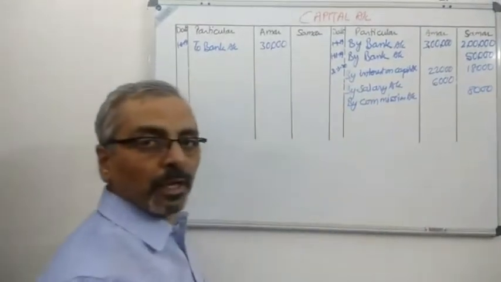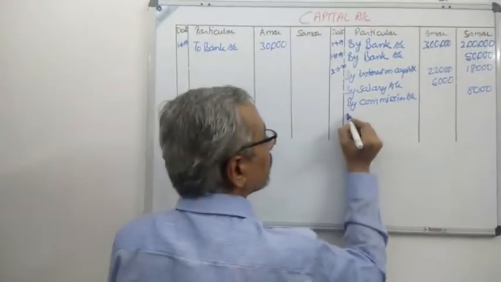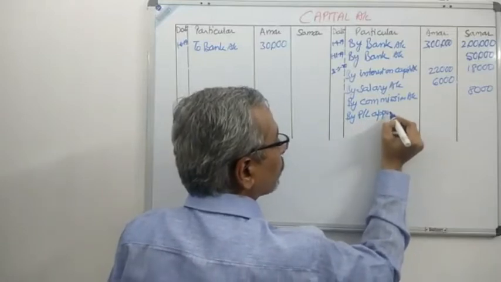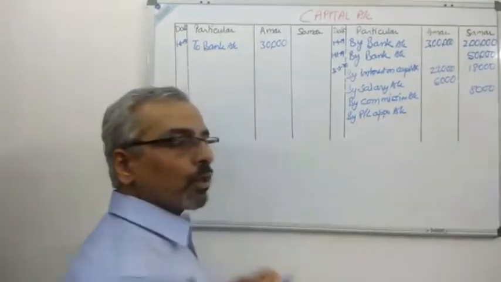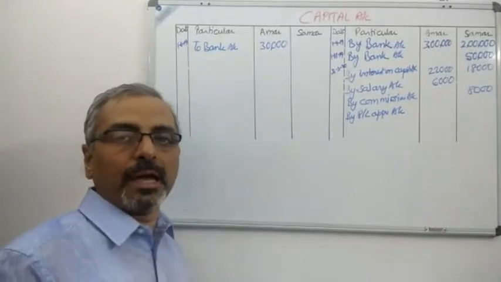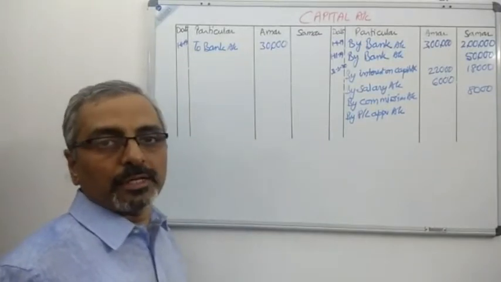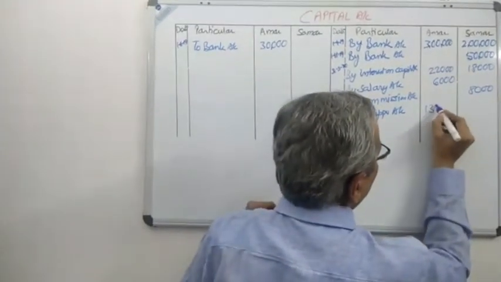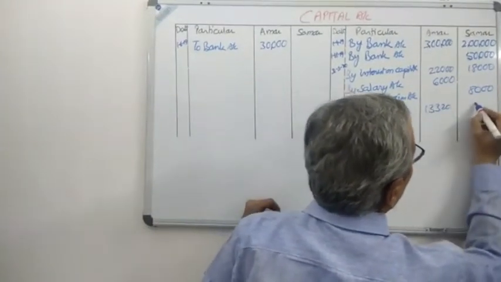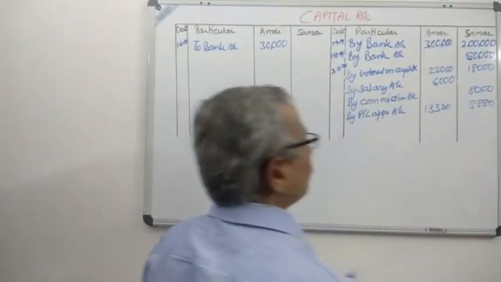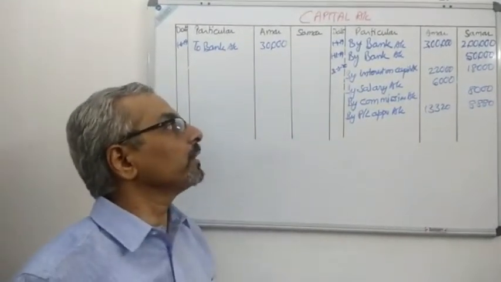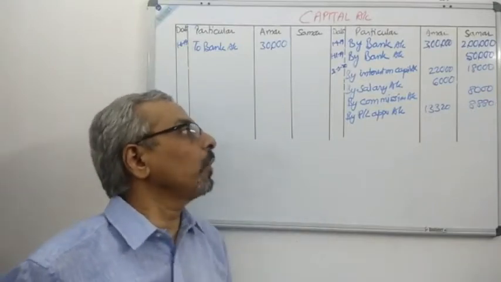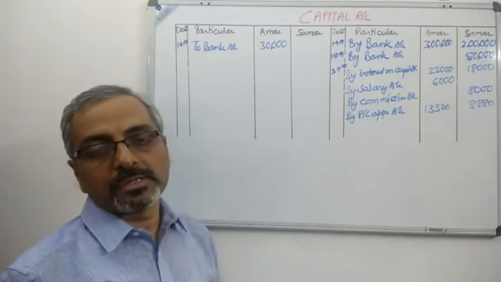8,000. Okay. And last entry is by profit and loss appropriation account. I'm writing a short form over here. Yes, you can write a short form, but it is advisable to write the full form only. By profit and loss appropriation account, the amount was 13,320 and 8,880. Repeat again, 13,320 to Amar and 8,880 to Samar. So this completes all the entries in the credit side of the partner's capital account.